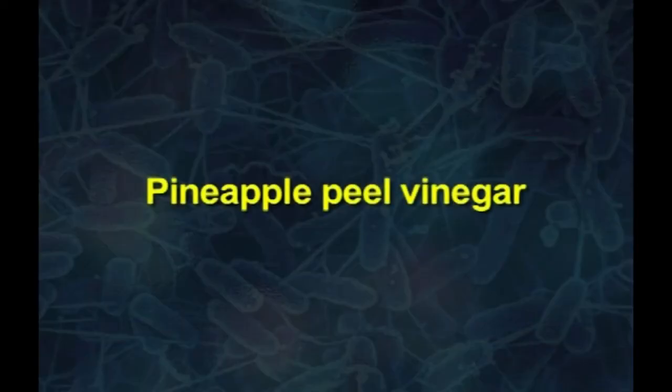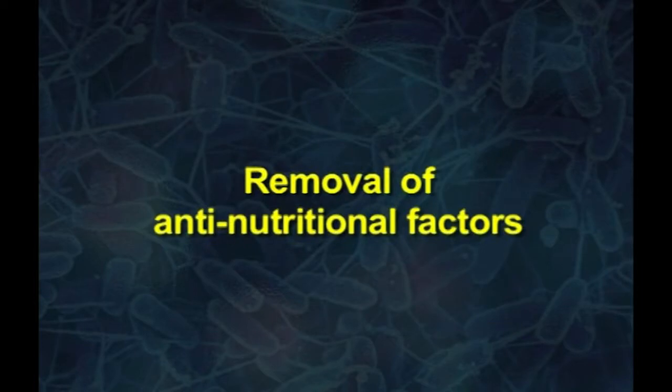It is initiated by the inoculation of the soaked, acidified press cake with the Rhizopus species. Similarly, pineapple peel vinegar. Through fermentation, pineapple peel vinegar can be produced that would otherwise have been discarded. The product is of a distinct light pineapple flavor and is used in the same way as other vinegars. Removal of anti-nutritional factors. Many fruits and vegetables contain naturally occurring toxins and anti-nutritional compounds, which get removed during fermentation.